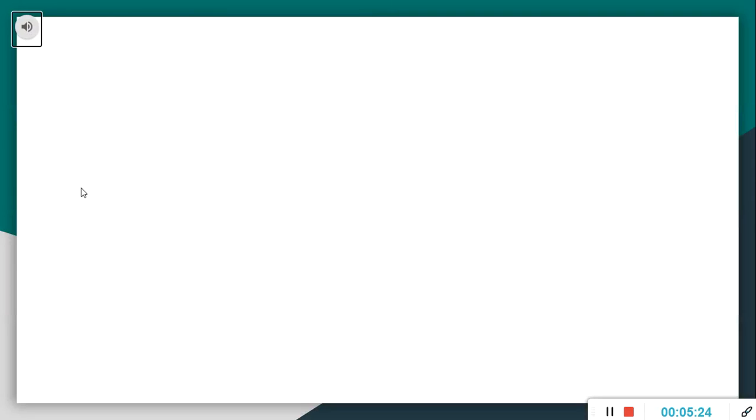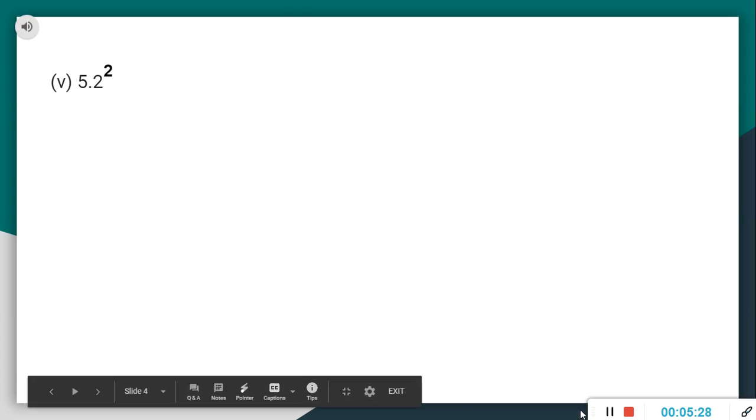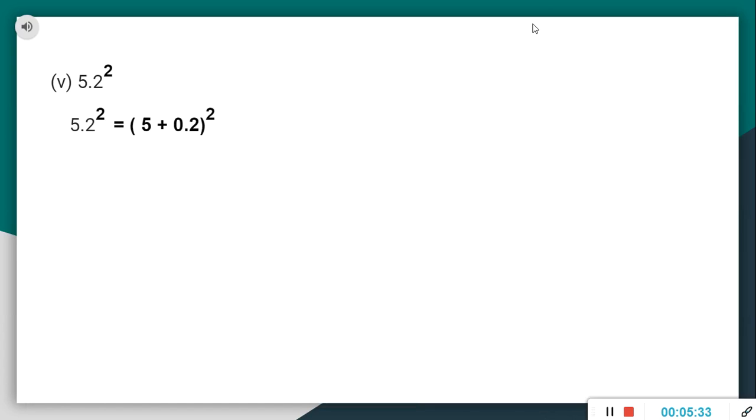Now, question number 5: 5.2 square. So 5.2 can be written as 5 plus 0.2, right? So 5.2 square is equal to (5 plus 0.2) whole square. That means (a plus b) whole square, first identity. So (a plus b) whole square is equal to a square plus 2ab plus b square.